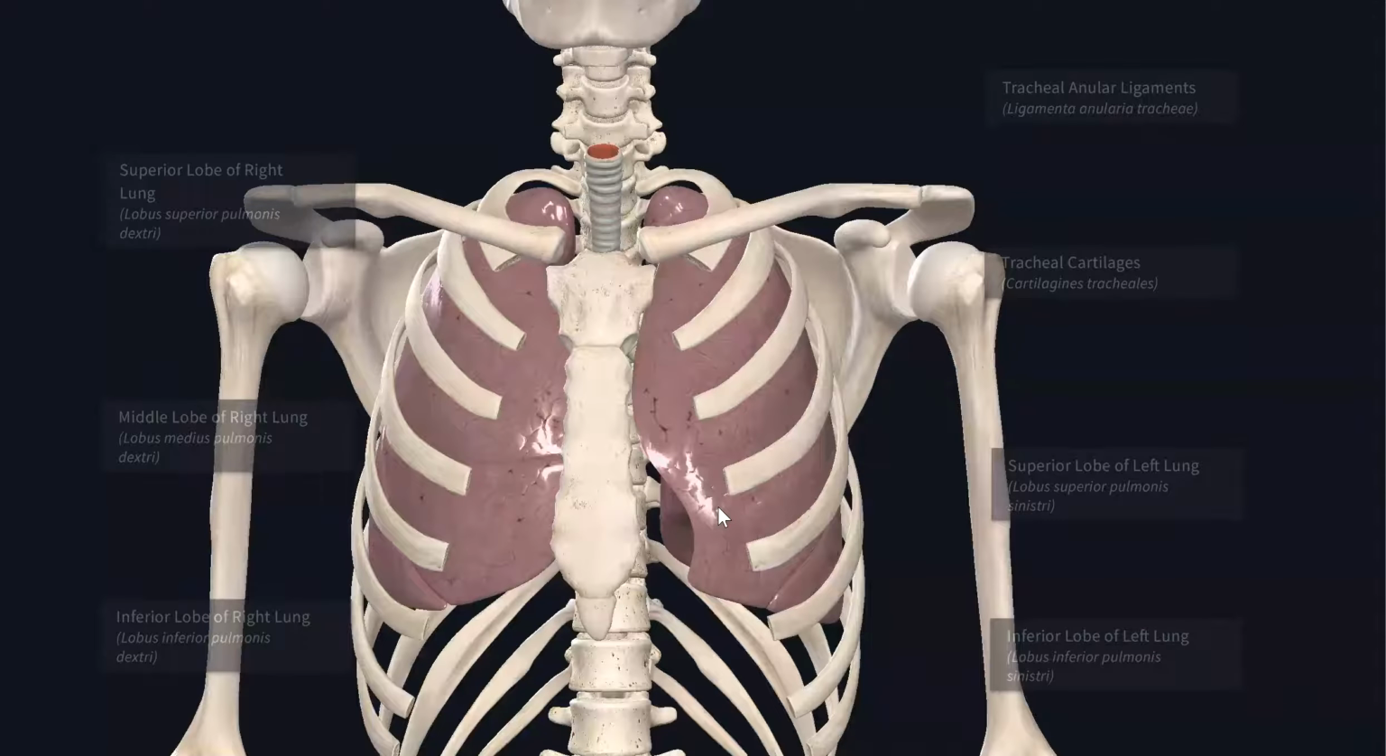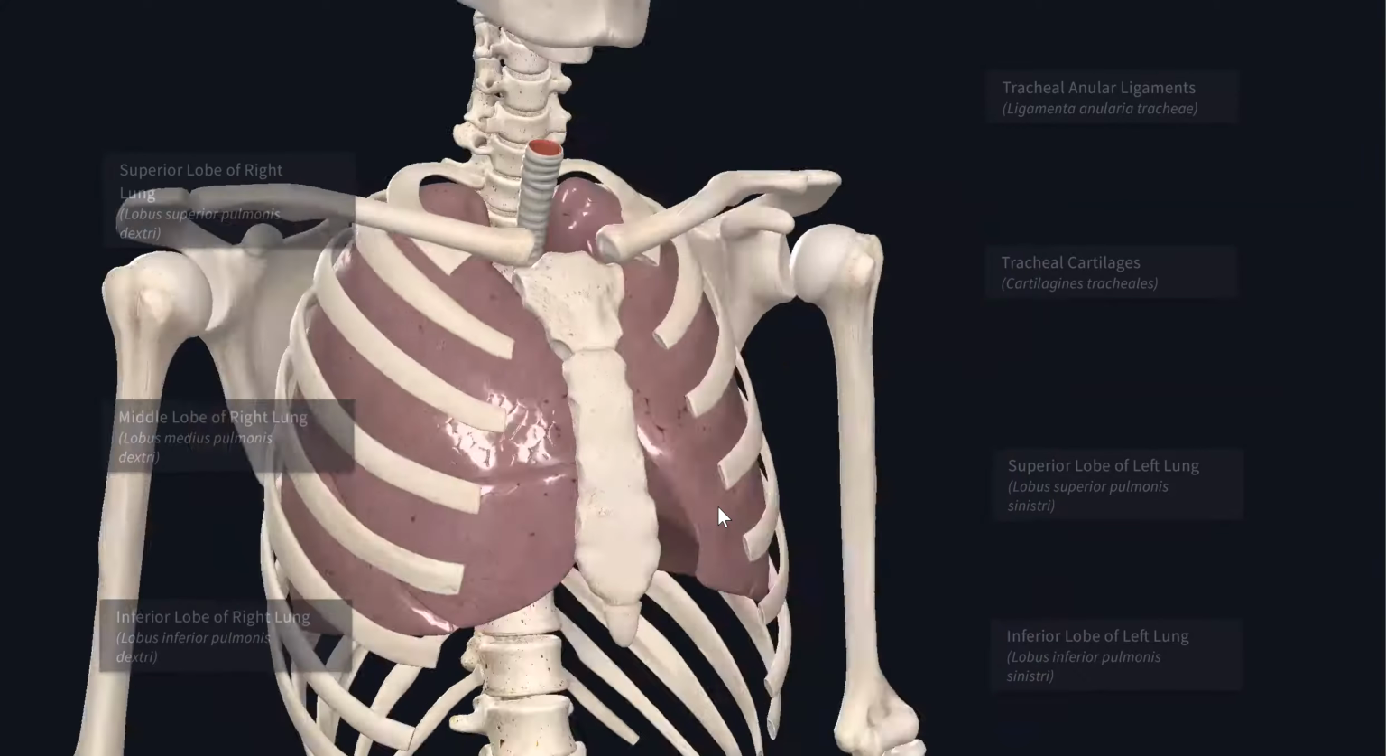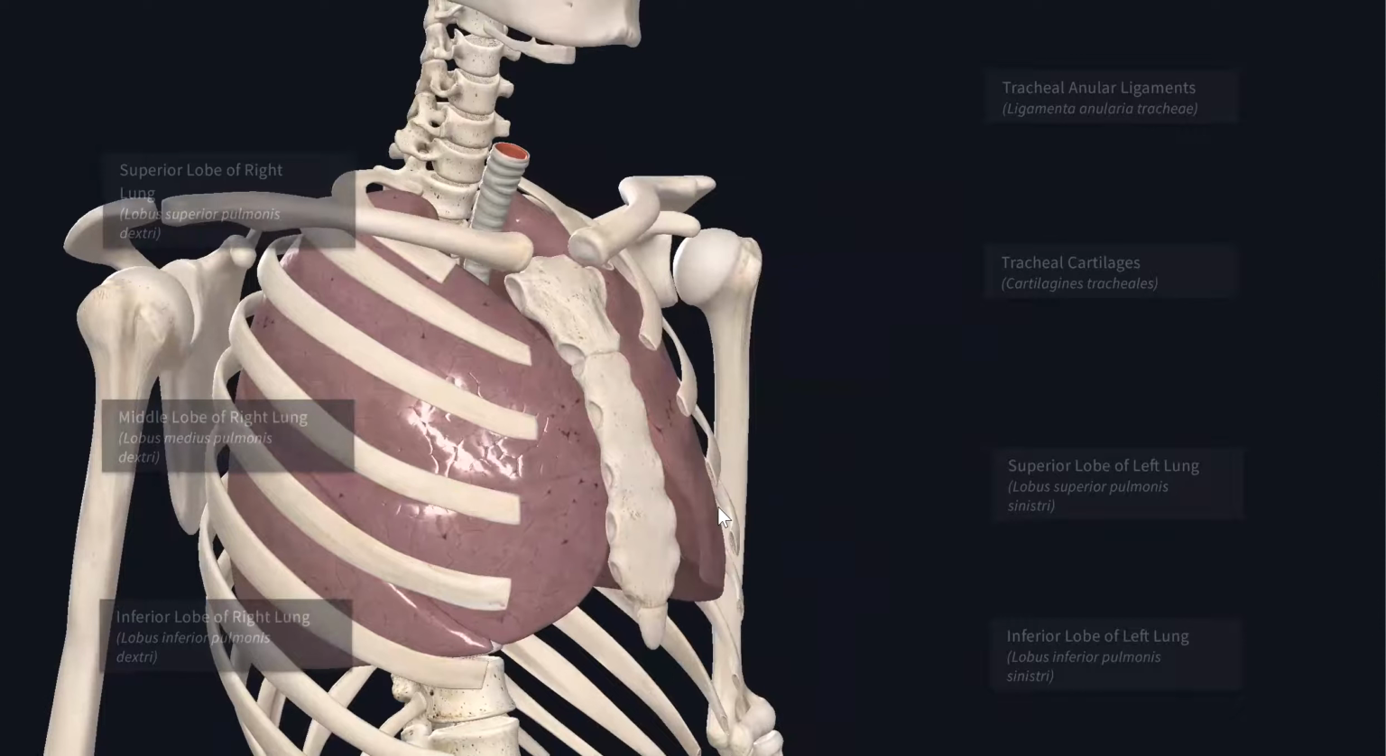On the right side, as you see here, it will extend deep to the right side of the sternum between the second and fourth costal cartilages, then inferolaterally to the level of the deep surface of the sixth right costal cartilage. If you count with me, 1, 2, 3, 4, 5, 6.